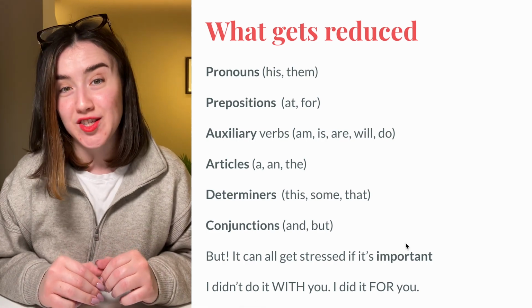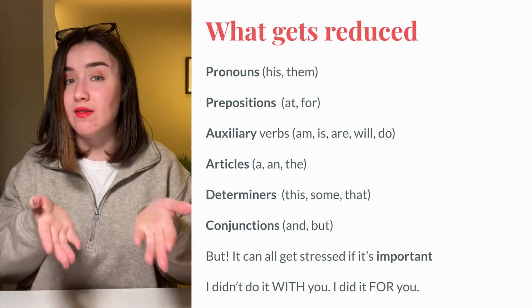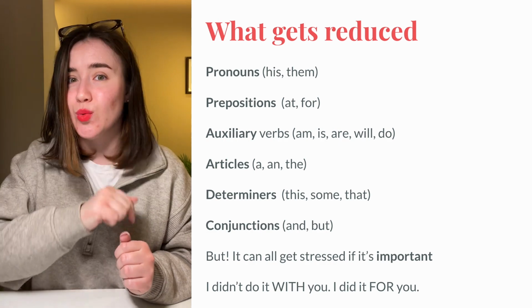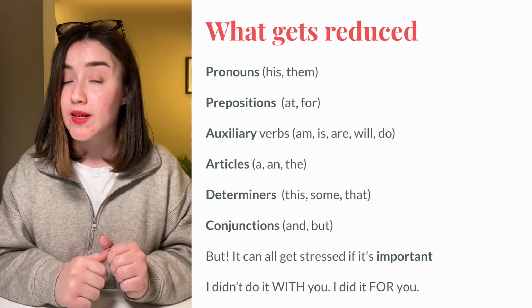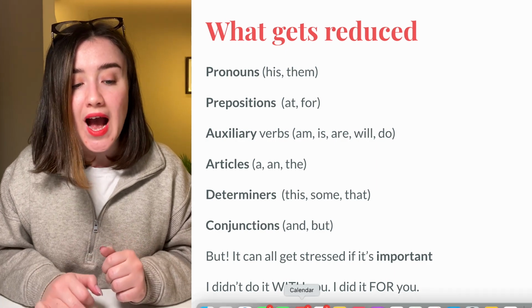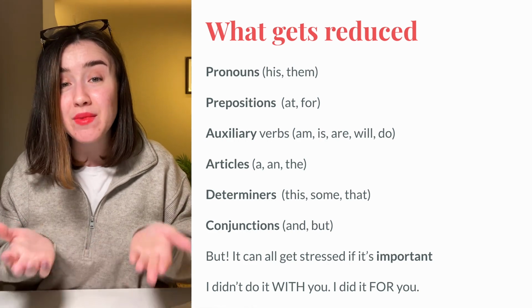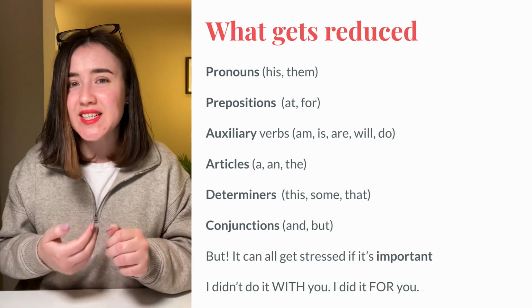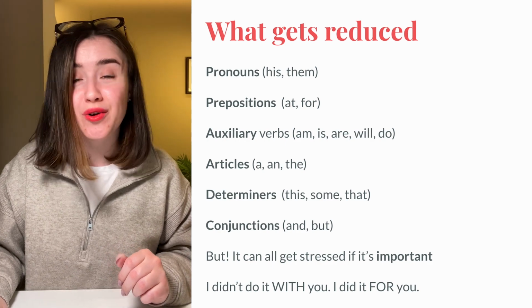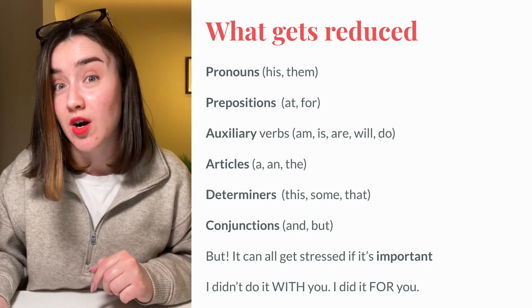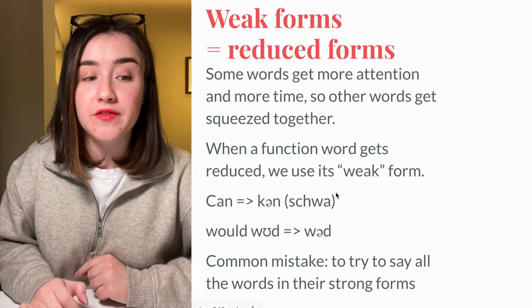But it can all get stressed if we want to stress exactly that word, right? So if I want to show that this word is important, not this word, but this word, not just any word, this word is important, I'm going to stress it, okay? So I didn't do it with you. I did it for you. Okay, here I'm contrasting. I didn't do it with you, I did it for you. Okay, so we can play around with intonation and show different nuances, and we are going to talk more about that later.